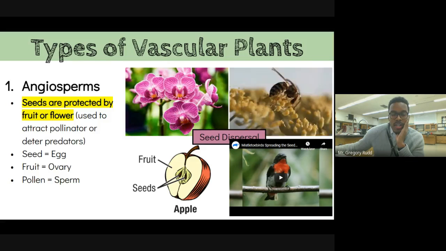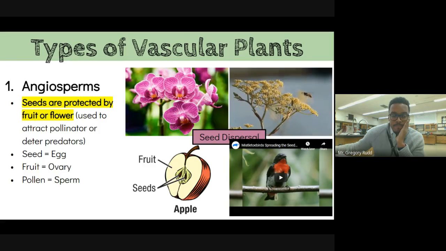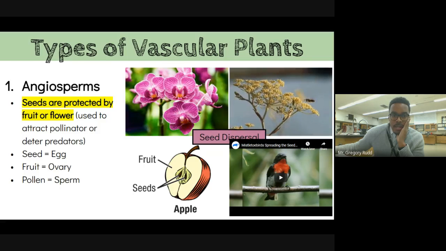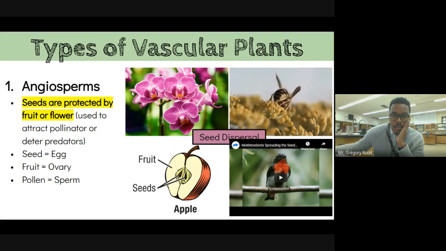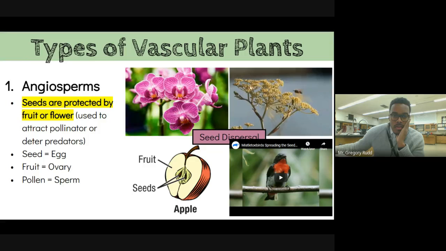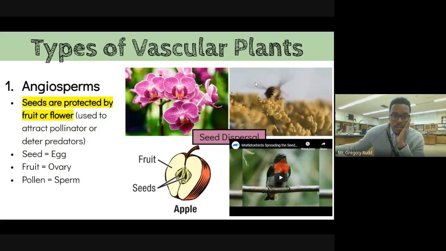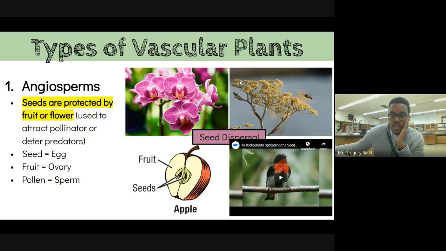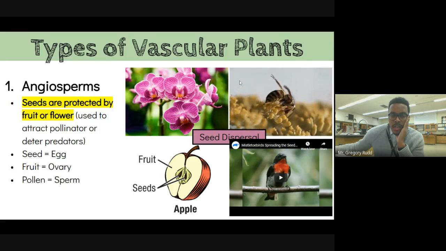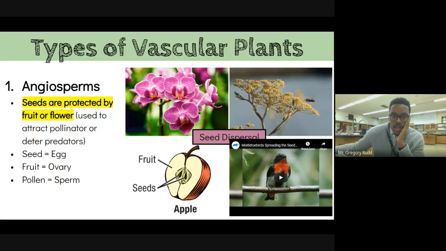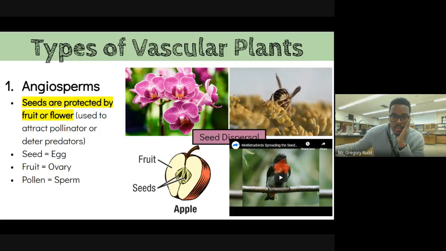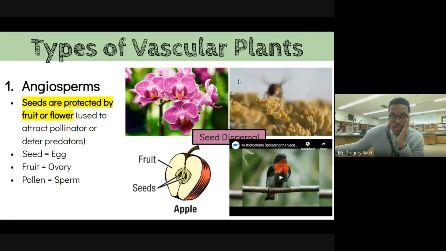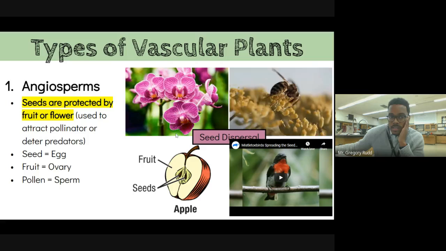Fruits and flowers are pretty delicate, okay? But these fruits and flowers are there either to attract a pollinator, like a bee, or they are there to deter predators. So you'll see some flowers that have really bright, vivacious colors, red and yellow, that are warning symbols to potential predators that they might be poisonous. But really they're there to protect the seed.